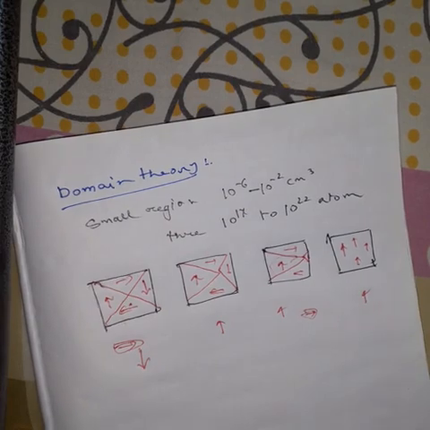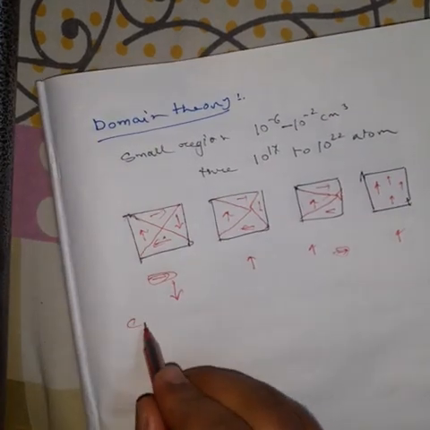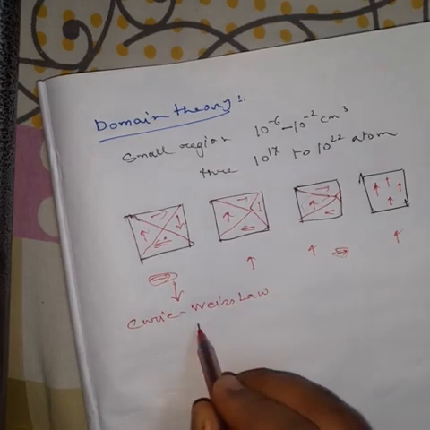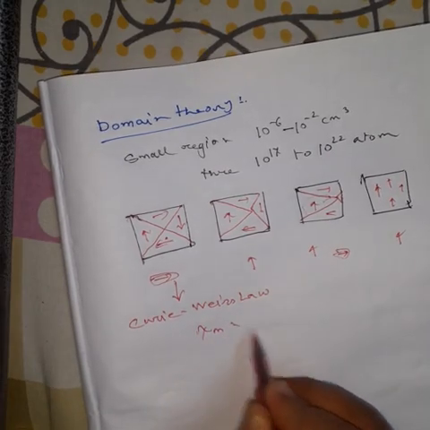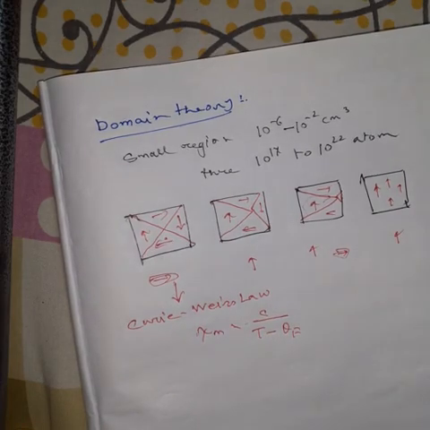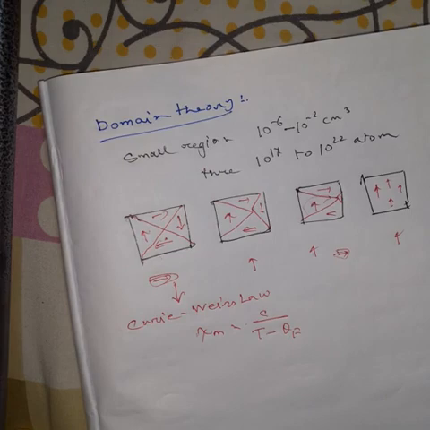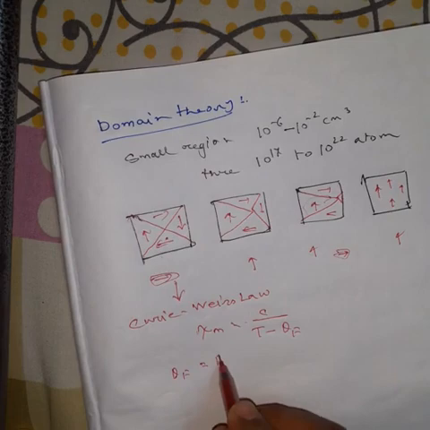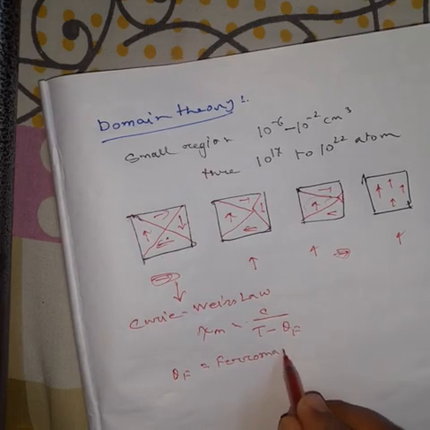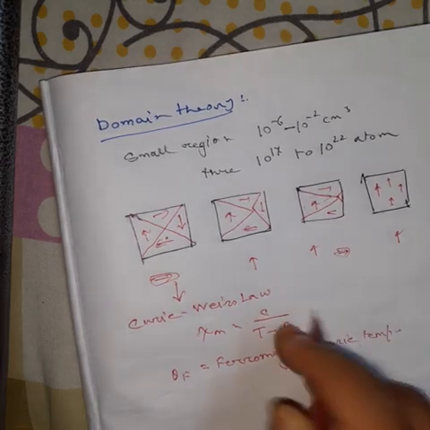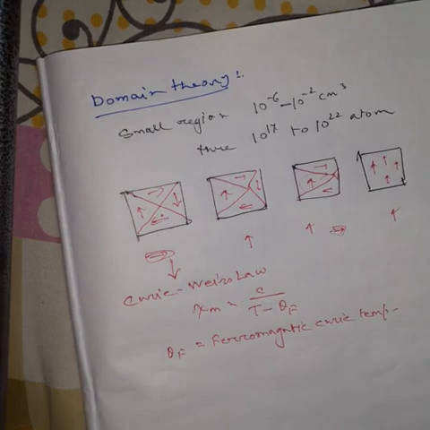There is something called the Curie-Weiss law. We will not go into the derivation of it. You only have to know the statement that for a ferromagnetic material the susceptibility chi m is given by C divided by T minus theta F, where theta F is called the ferromagnetic Curie temperature. Above this temperature it will be a paramagnetic material.